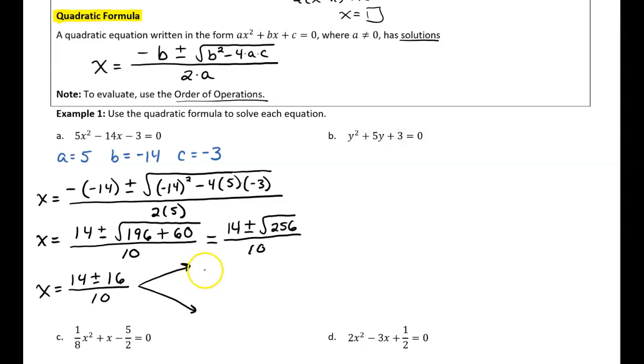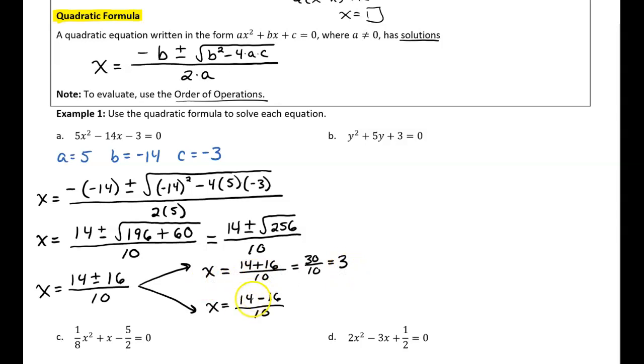So that's where it's coming from, which then means I'm eventually going to have to break it up to get my answers. So one of my answers, I'm going to have the situation where I'm going to have 14 plus 16, the plus version, divided by the 10. And my other solution is going to be 14 minus the 16 divided by the 10. So you're splitting up that plus case and then the minus case. So 14 plus 16, well, that's 30, divided by 10 gives us 3. So that's one of my x values. x is equal to 3.